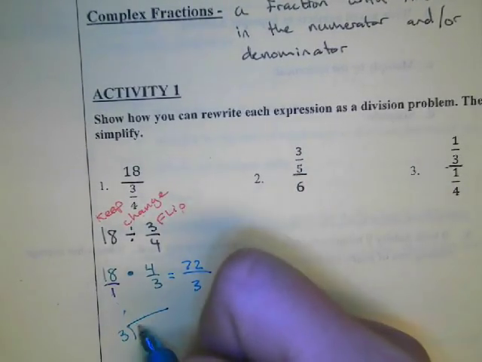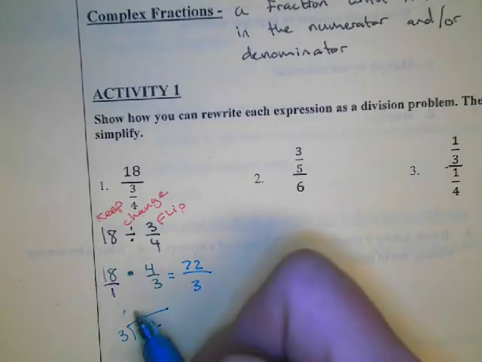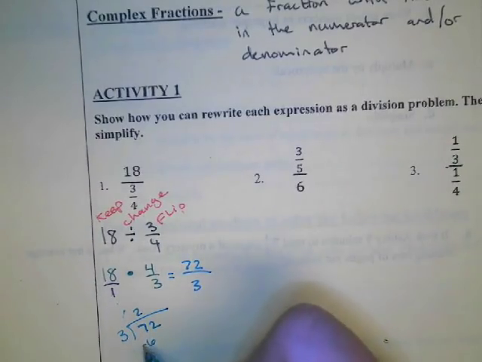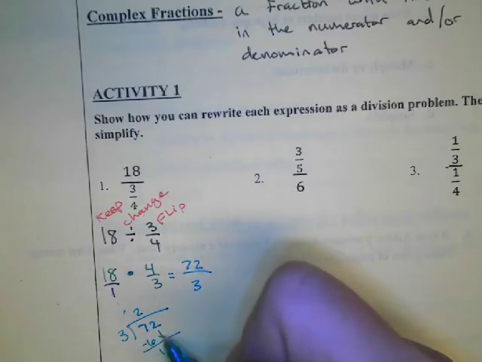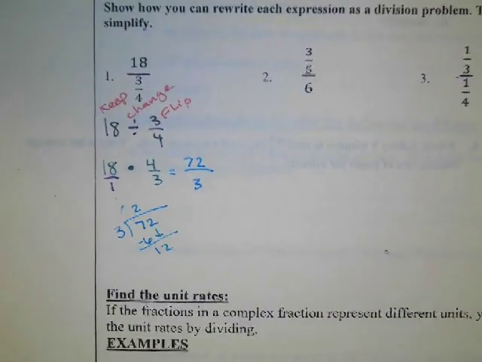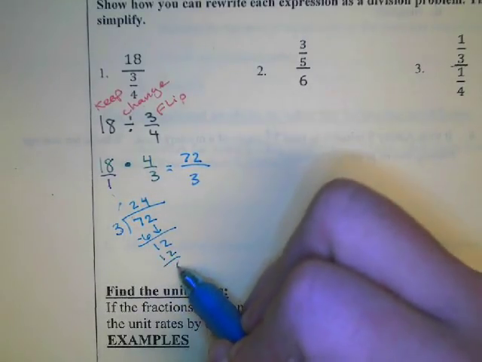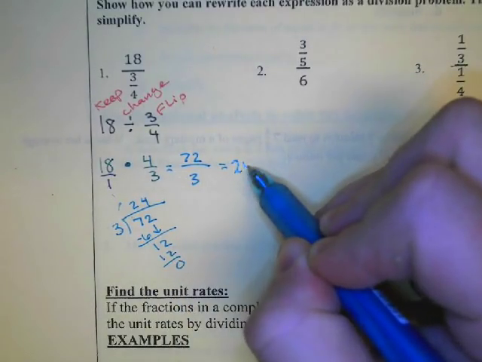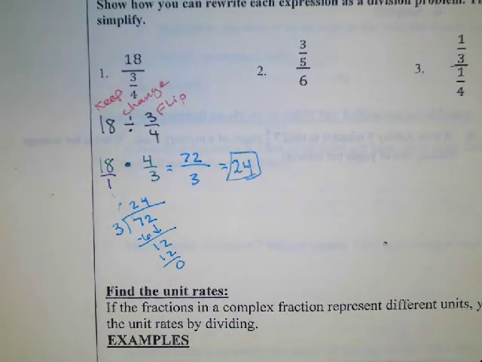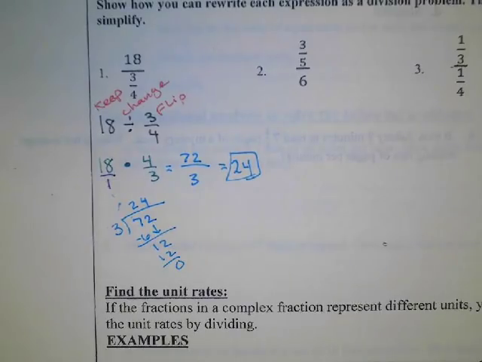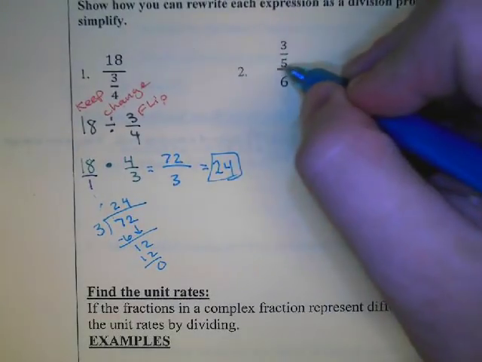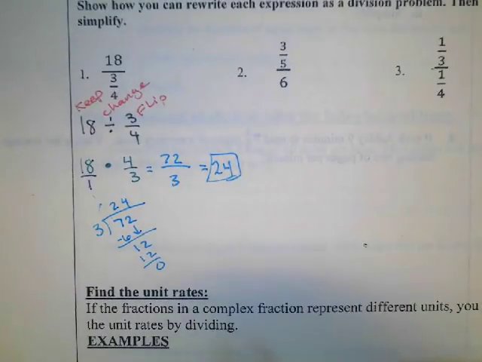Let's make sure that's correct. I go 3 into 72. 2 times 3 is 6. Subtract. Bring down my 2. And 3 goes into 12 4 times. 4 times 3 is 12. And that's 0, so this equals 24. So that's what we do. We treat the bigger fraction bar as a division, and then we use our keep, change, flip. So let's try that again.